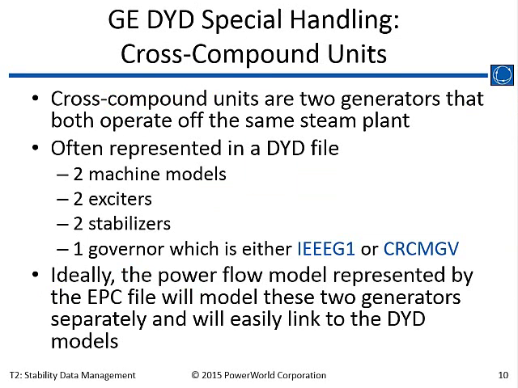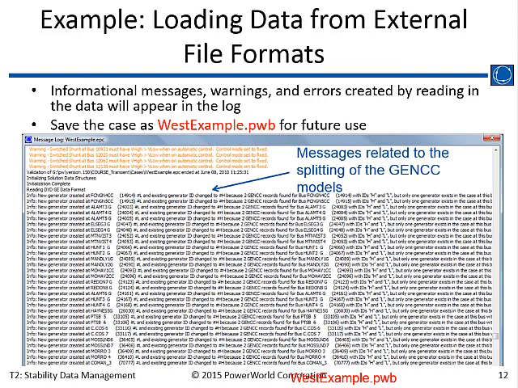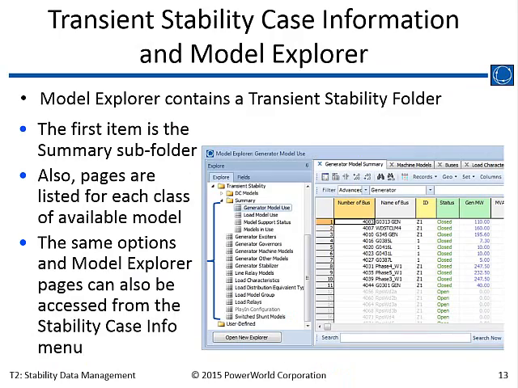Okay, so we loaded that example. We talked about the true separate machines. There's a lot of information in that DYD file, and we're going to see it in just a second. But the cross-compound units are something to be aware of. There's actually data in the dynamics data that says how they should be split. We talked about the informational messages. Now we're going to get into the Model Explorer.